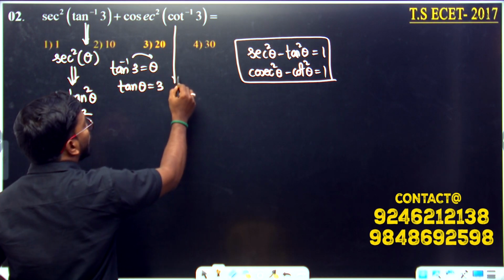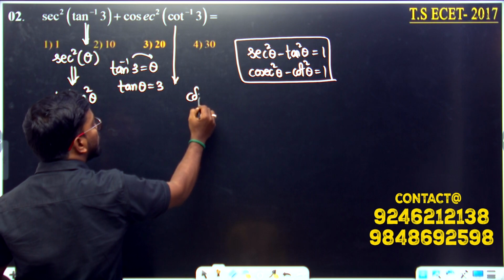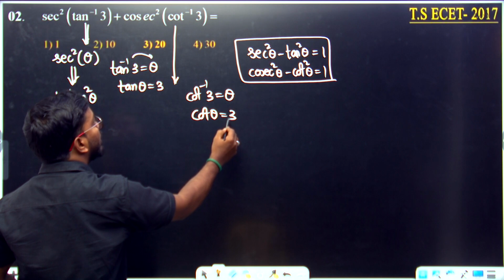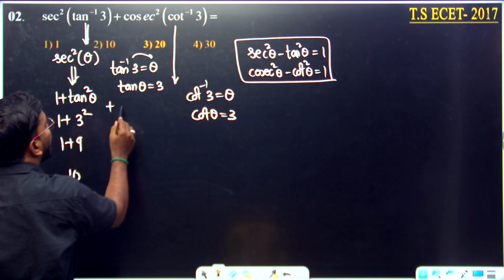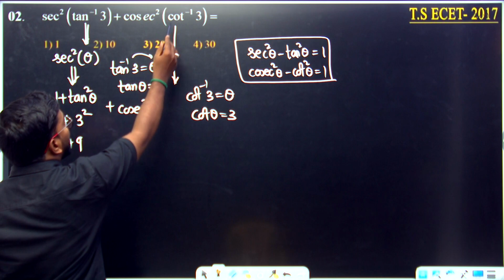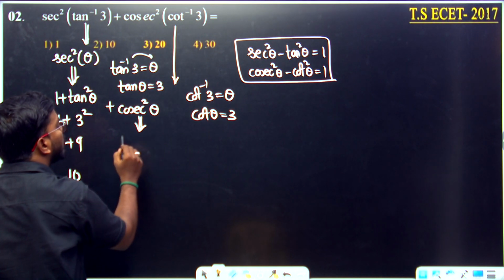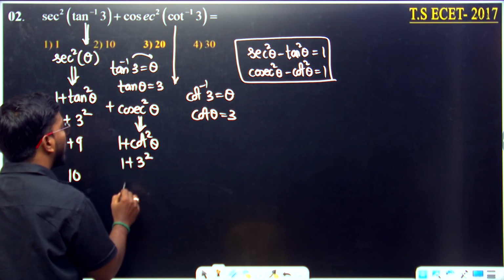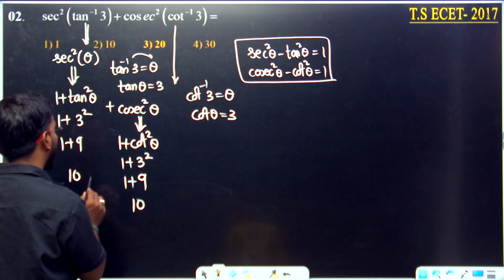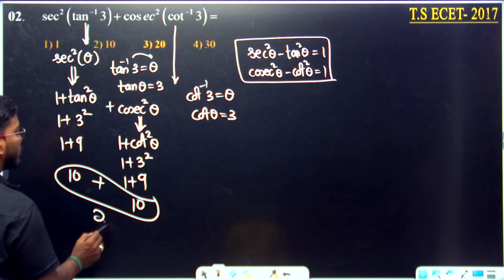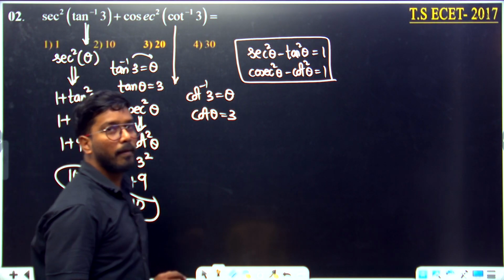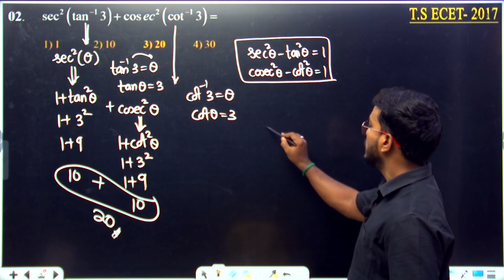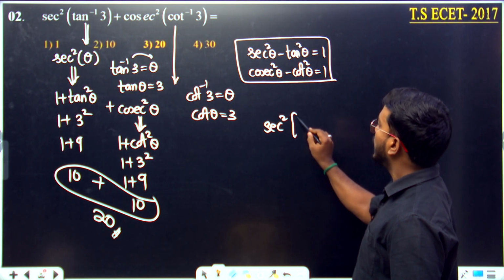Similarly here also put cot inverse of 3 is equal to theta, then cot theta is equal to 3. So this question is going to become what now? Cosecant square, cot inverse of 3 is theta. Cosecant square theta can be written as 1 plus cot square theta, that is 1 plus 3 square, 1 plus 9, this is also 10. So this 10 plus 10, total answer is going to become what? 20.